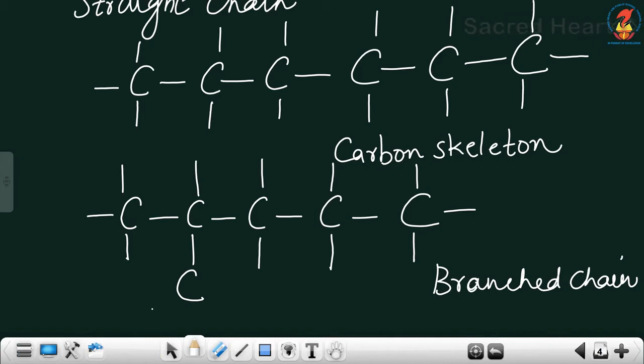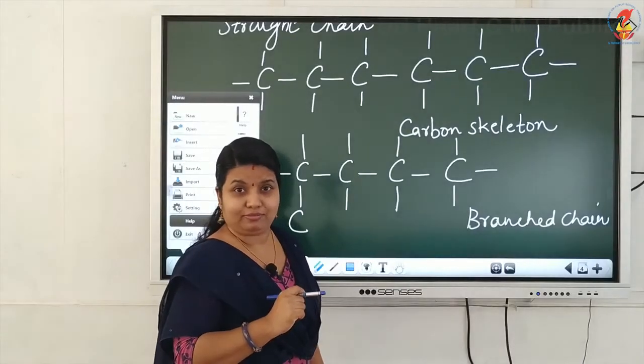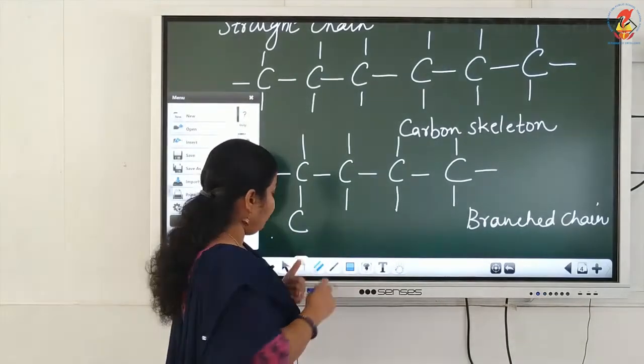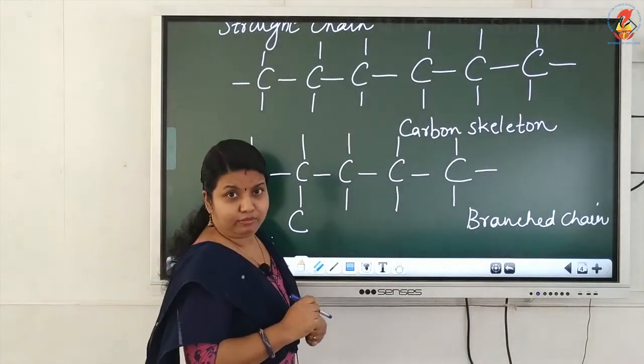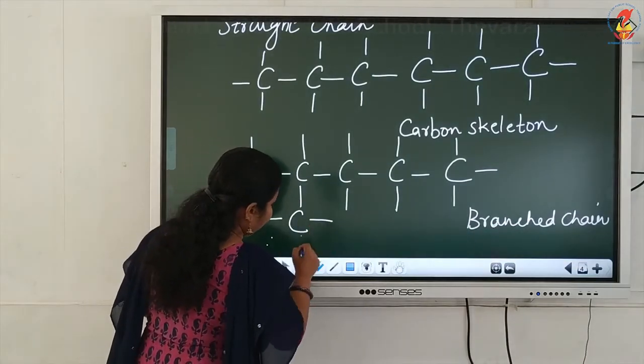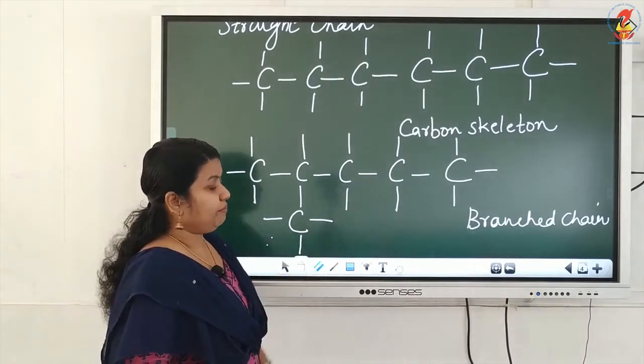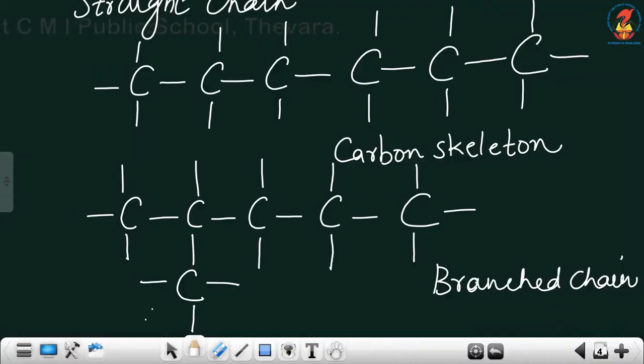Now take this branched carbon. This is also a carbon atom which has valency 4. The carbon in the branch also has valency 4. So one valency is satisfied here. It has 3 free valencies which you have to represent. So this is a branched chain. Straight chain, all carbon atoms lying in a straight line. Here branch chain, 5 carbon atoms in a straight chain and 1 as a branch.